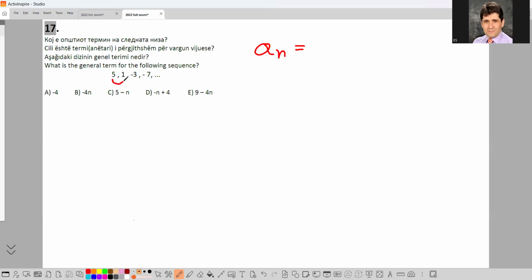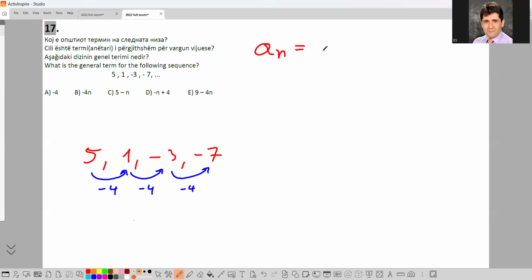So 5 plus or minus something to get 1. Obviously, it's -4. Then, let me copy it here. So 5, 1, -3, -7. To get from the first term to the second term, I need to subtract 4. To get from the second to the third, I need to subtract 4. To get from the third to the fourth, I need to subtract 4. So obviously, we are constantly subtracting 4.